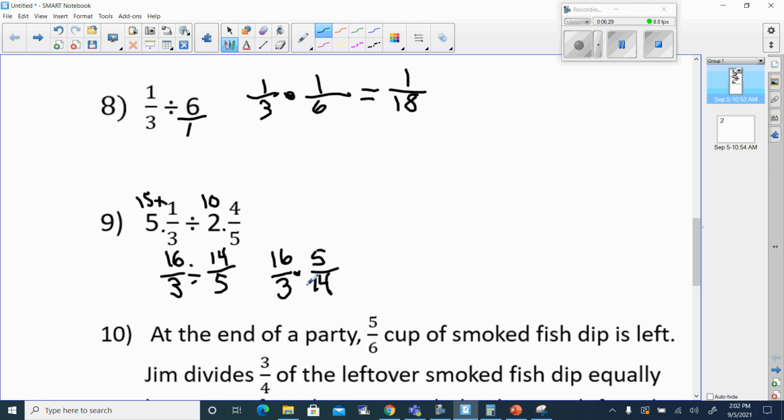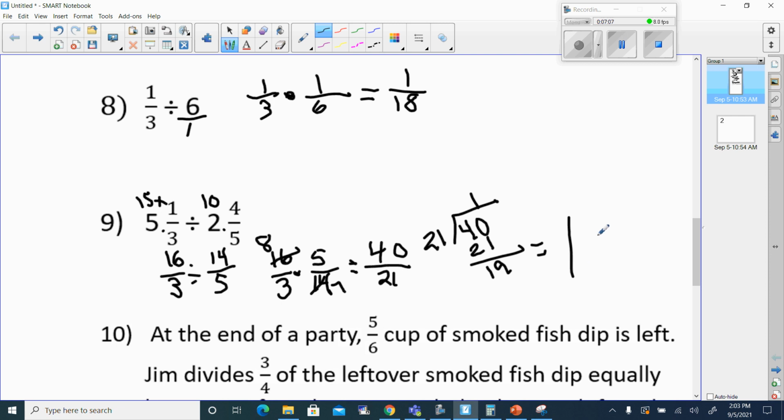I remember that 16 and 14 are both divisible by 2. 16 divided by 2 is 8, and 14 divided by 2 is 7. Now I'm ready to multiply. 8 times 5 is 40, and 3 times 7 is 21. I know 21 only goes into 40 one time, and I need to go ahead and divide it because I have an improper fraction here. So I remember every fraction is really a division problem in disguise. So I know that 21 going into 40 is going to leave me 19 left over. So that means this answer should be 1 and 19/21.